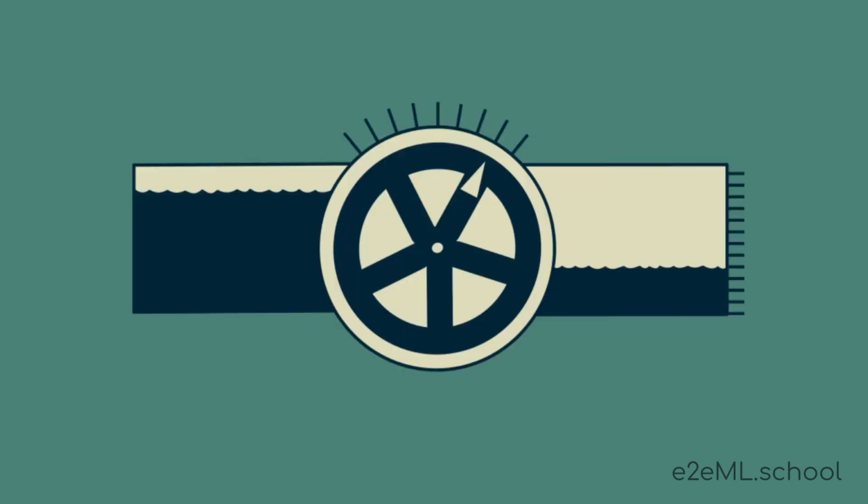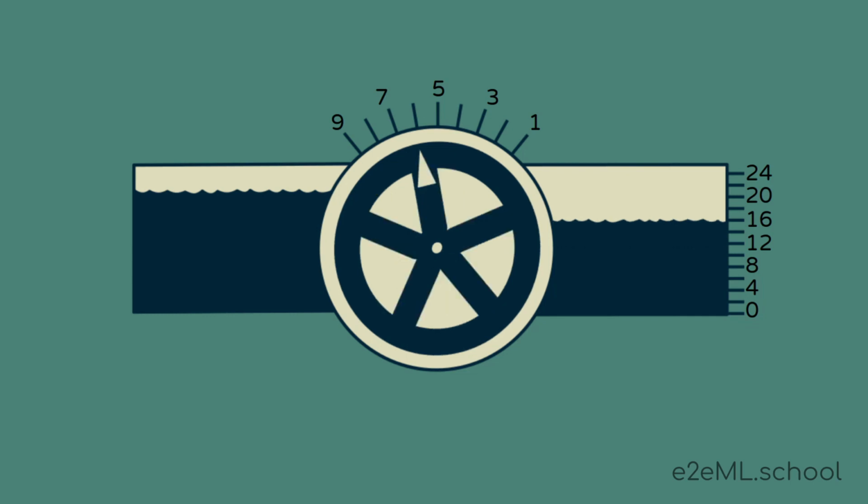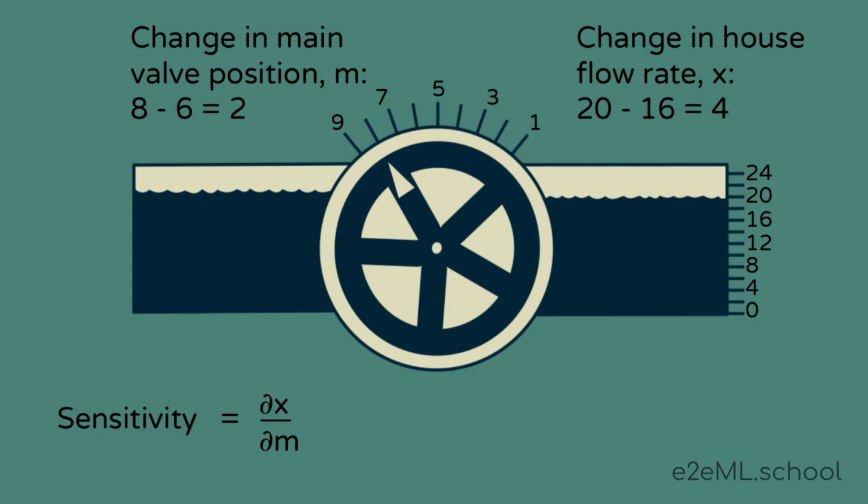We can also find the sensitivity for the main house valve. We can measure both the main valve position M and the resulting house flow rate X, and we can observe how the latter changes when we adjust the former. By dividing our change in X by our change in M, we can calculate the sensitivity of the house flow rate to our main valve setting, dX/dM.